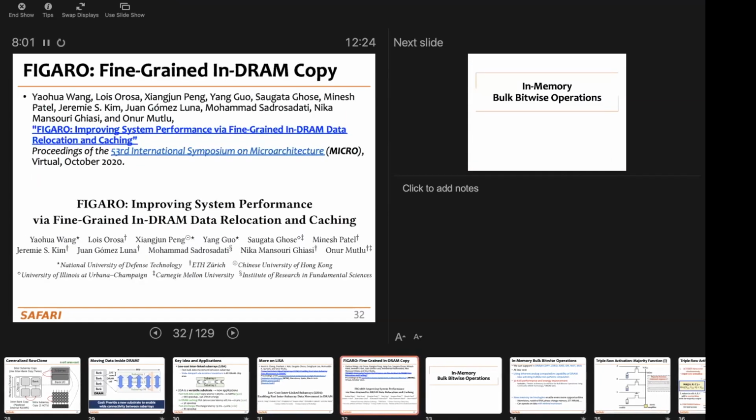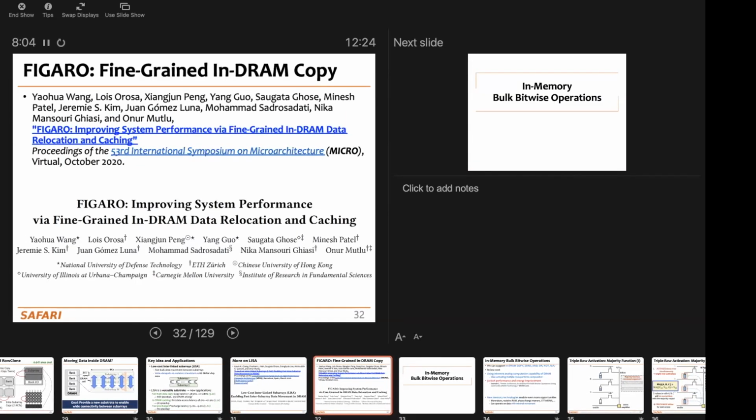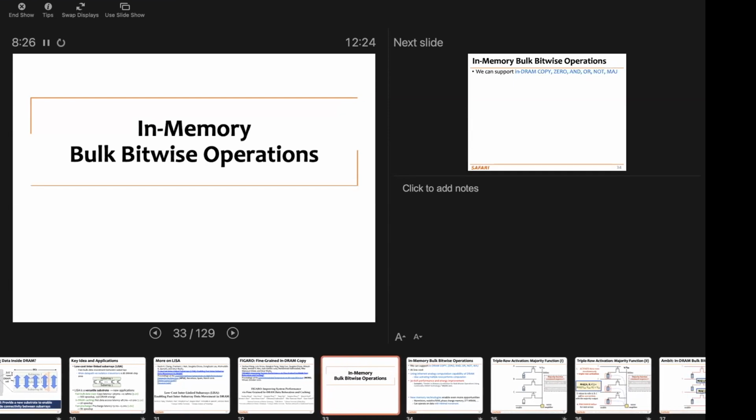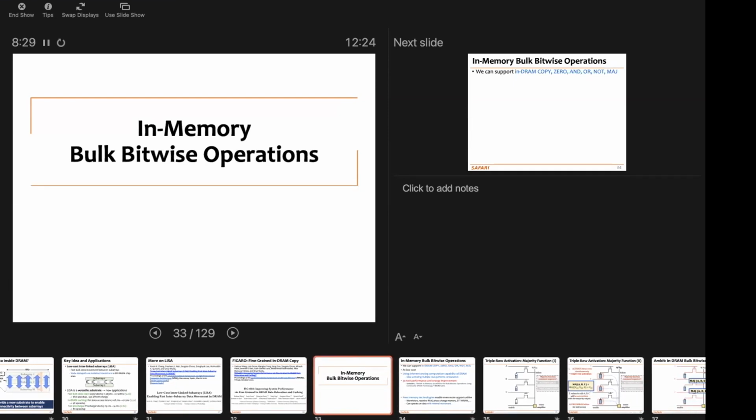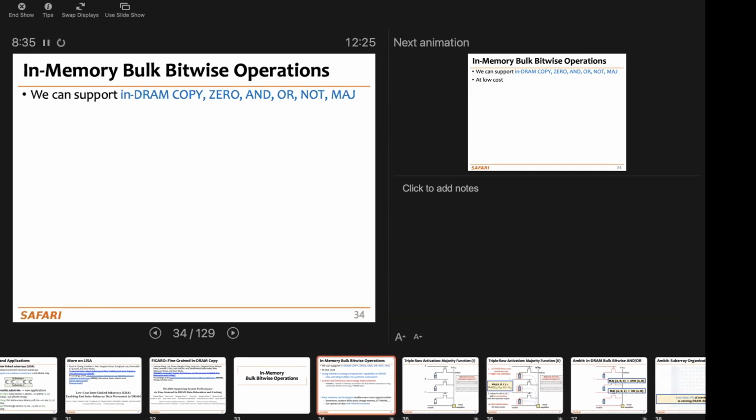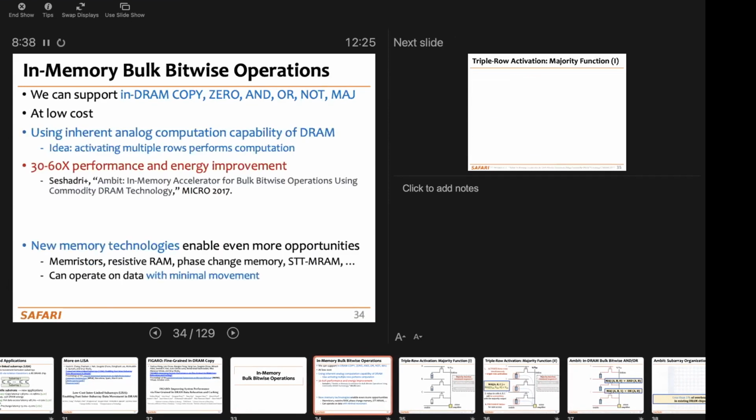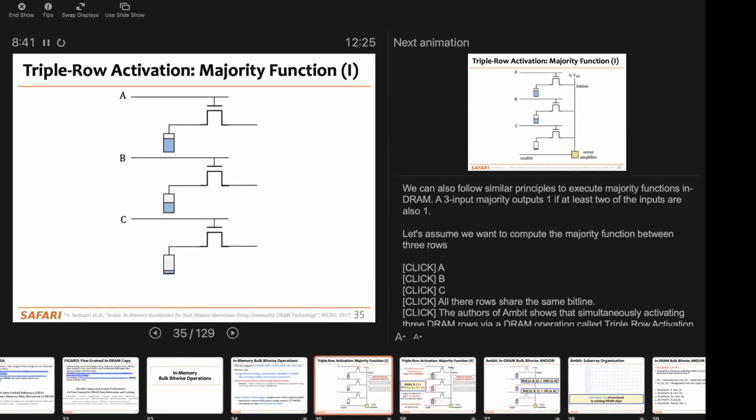And a few years later, we published this Figaro work that allows us to do something similar, but at a much finer granularity, by making use of the global row buffers and the global bus that connects different subarrays inside the same bank. Later work on these kinds of proposals are the in-memory bulk bitwise operations and the Ambit work that Onur also introduced in the morning. The key idea in the Ambit work is to activate 3 rows at the same time, assuming that we can do that in a real chip.